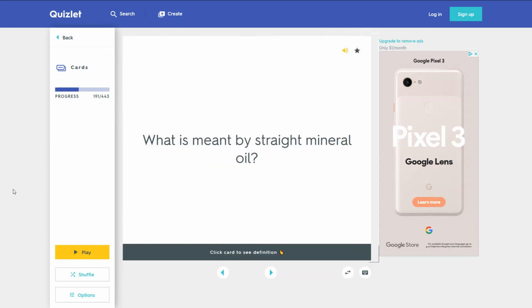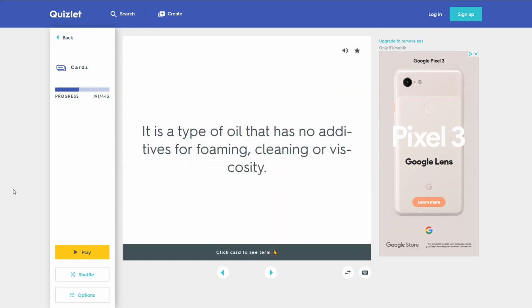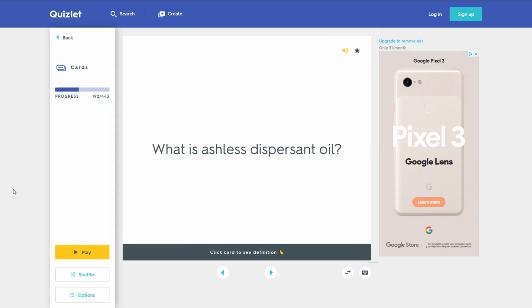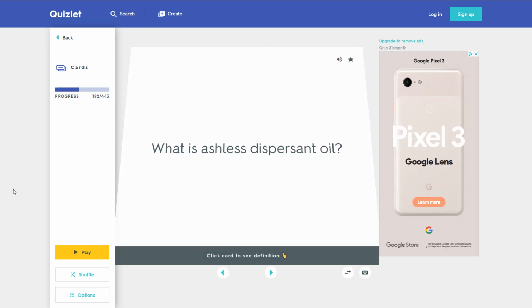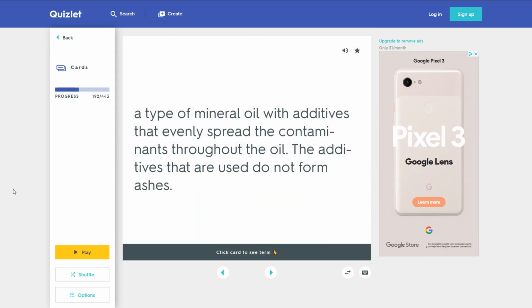What is meant by straight mineral oil? It is a type of oil that has no additives for foaming, cleaning or viscosity. What is ashless dispersant oil? A type of mineral oil with additives that evenly spread the contaminants throughout the oil. The additives that are used do not form ashes.